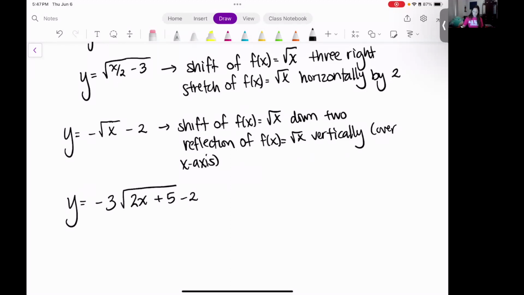Starting from the left, this minus sign is going to be a reflection. It's happening on the outside, so that's going to be a vertical reflection. The 3 is actually on the outside as well, and it's a number that's bigger than 1. And so that's going to stretch the graph vertically by a factor of 3.